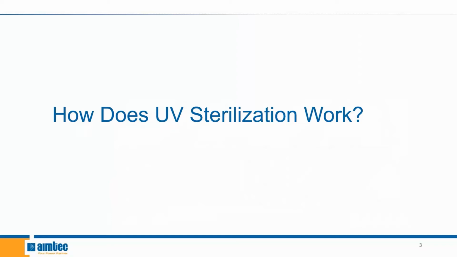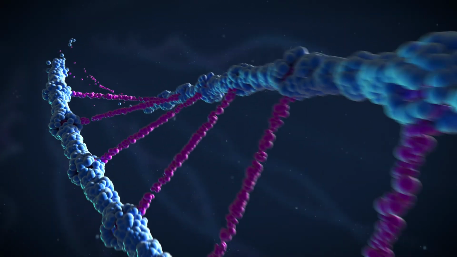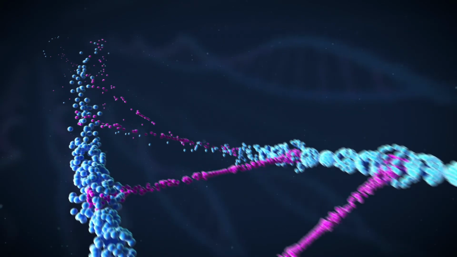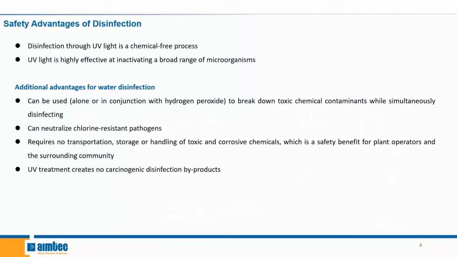In short, microorganisms are inactivated by UV light as a result of damage to nucleic acids. The high energy associated with short wavelength UV energy, primarily at 254 nanometers, is absorbed by cellular RNA and DNA. This absorption of light is what causes the DNA and RNA strands to no longer be able to reproduce. So here are a few safety advantages of using this disinfection process.